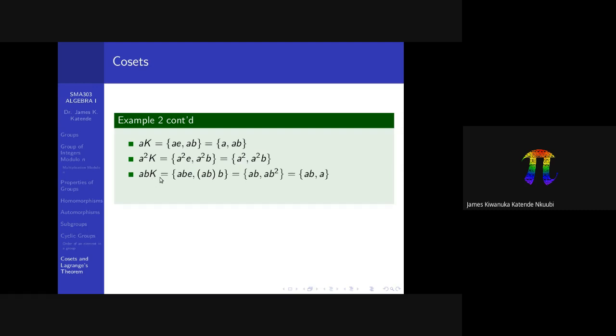If you pick AB, then ABK will simply be ABE, and then AB multiplied by B, which will simplify to AB and A. B squared is just the identity, right? So AB squared should be equal to A. So that gives you all of them. Now, if you pick to get the left coset determined by A squared B, which is already in this left coset, you still end up with the same left coset. This left coset and that left coset are the same. So any elements that are in the same left coset will generate the same left coset.